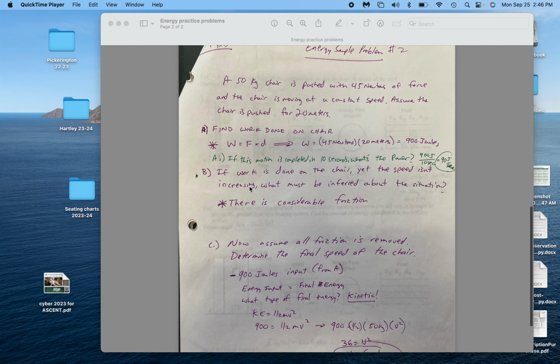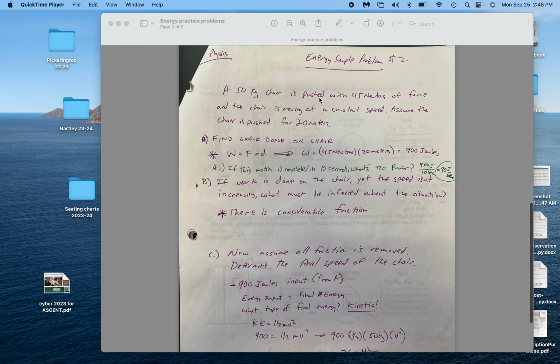Sample problem number 2, we've got a 50 kilogram chair which is pushed with 45 newtons of force, and the chair is moving at a constant speed. So this is going to be dealing with work, since work is a force applied across a displacement and the direction that force is applied. So it's moving at a constant speed. So assume that the chair is pushed for 20 meters.